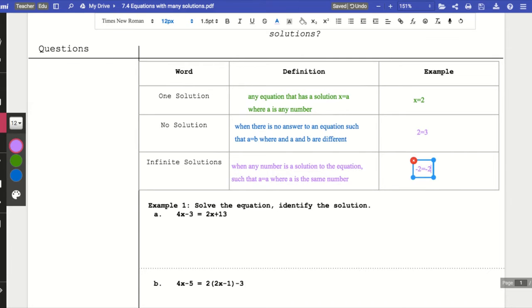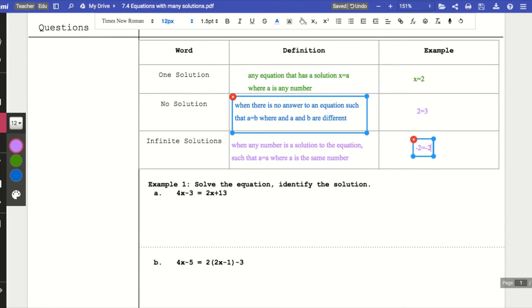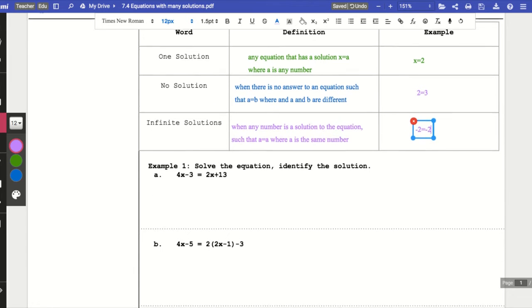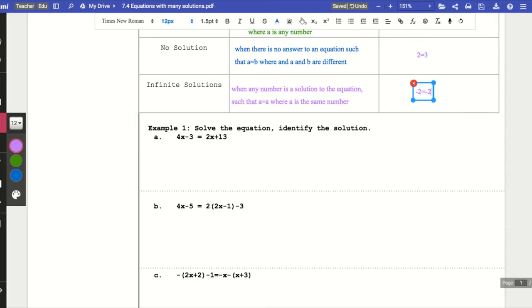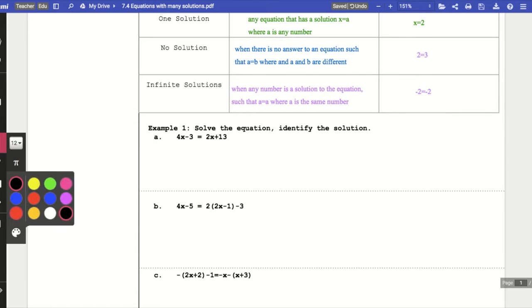None of this really means anything unless we put it into practice, but I want you to keep an eye out for this. If you have something like 2 equals 3, you're going to identify it as no solution. But if they're the same number, that's infinite solutions. On this one, we're solving the equation and identifying the solution. The first thing we're going to do is go through our basic steps. My first step is always to get the variables on one side, so I'm going to start by adding 3 to both sides.